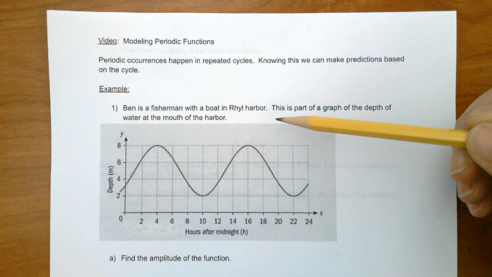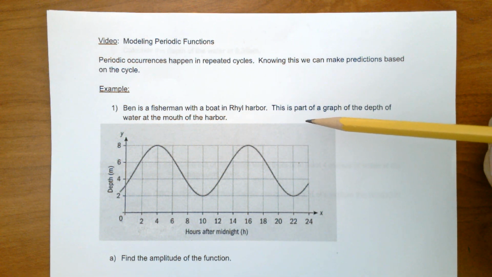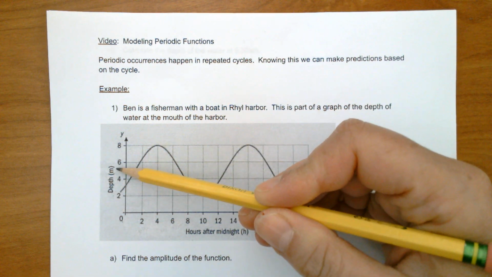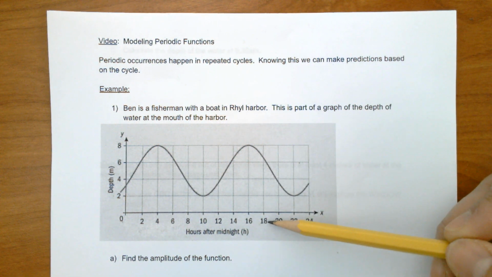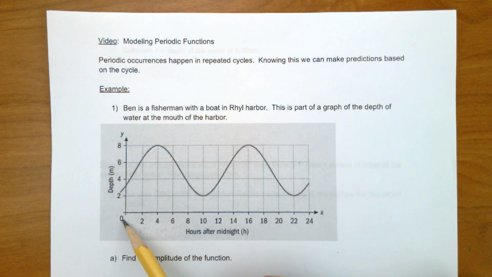Ben is a fisherman with a boat in Rawl Harbor. This is part of a graph of the depth of the water at the mouth of the harbor. So we're going to be looking at the depth of the water in meters over a period of time. That time is the number of hours after midnight. So if we look at the number of hours after midnight, there are none at 0 hours after midnight. The depth is about 3.